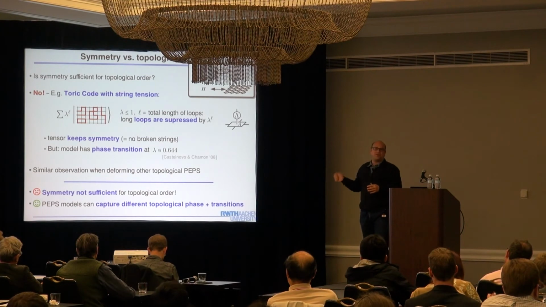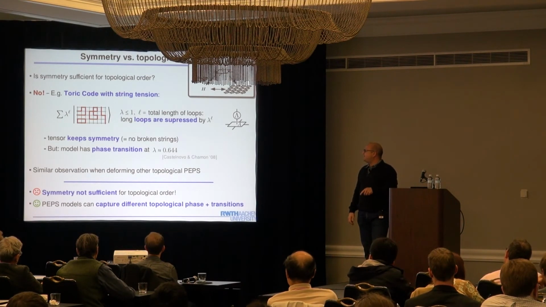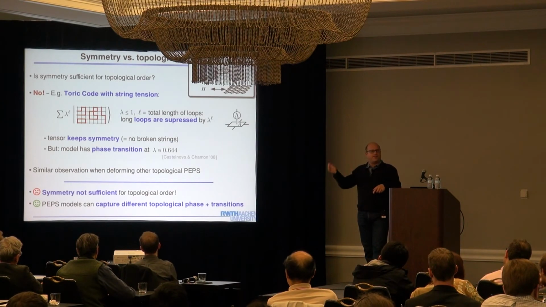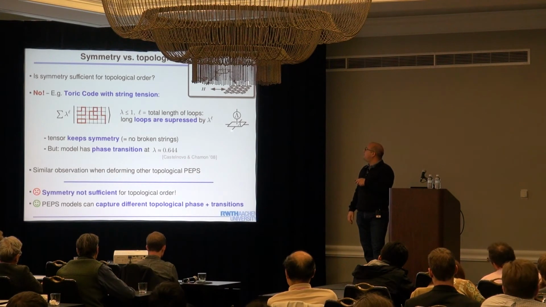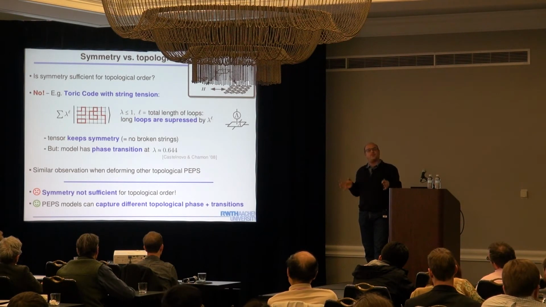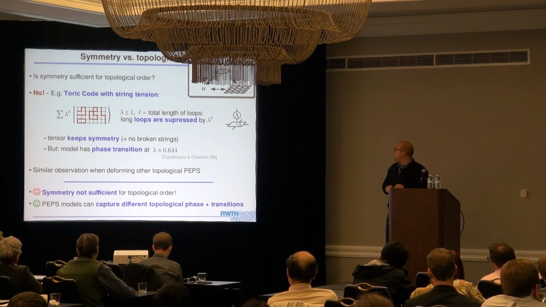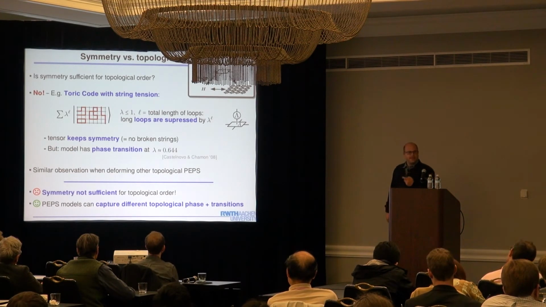You will not know what phase you have. You have to do more analysis. And I think it's very nice because it allows you to encode a variety of different topological phases potentially, as we will see in a moment, just by choosing a fixed symmetry in the tensor. So you can try to explore different topological phases on the same footing without having to assume a priori which one you have. Okay, so what is the mechanism behind this phase transition?